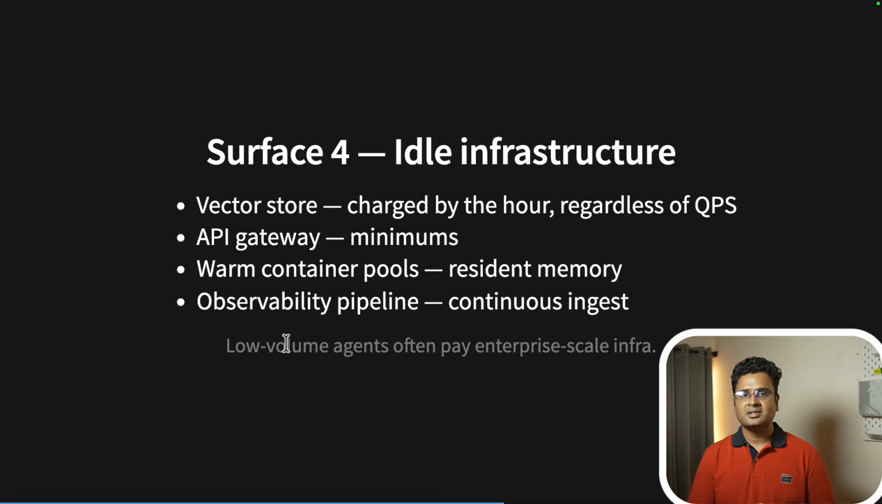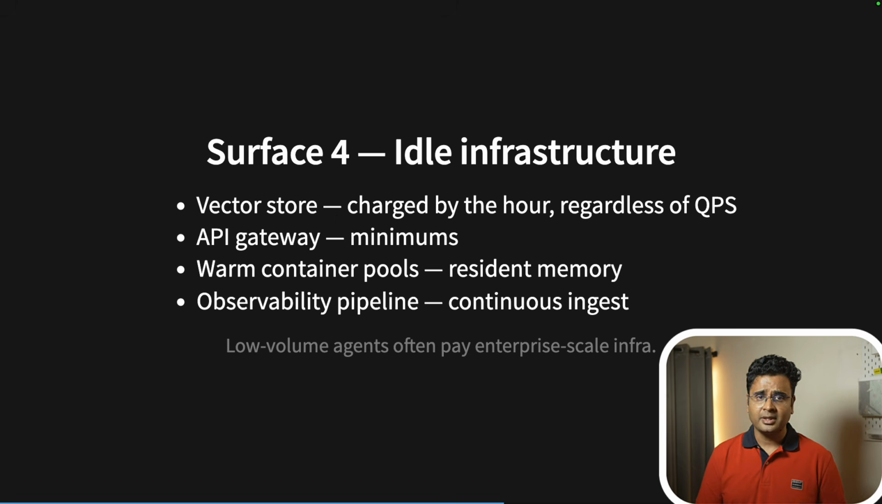Surface number 4 is idle and overhead infrastructure. Now, there is infrastructure that runs whether the agent is working or not. For example, your vector store is actually being charged by the hour. So even if no query is active, your tool endpoints are behind API gateways with minimum fees. Your container has a warm pool that keeps memory resident even during quiet periods. Your observability pipeline is ingesting traces continuously. So every one of these is a standing cost that gets allocated across the agent calls that you do make.